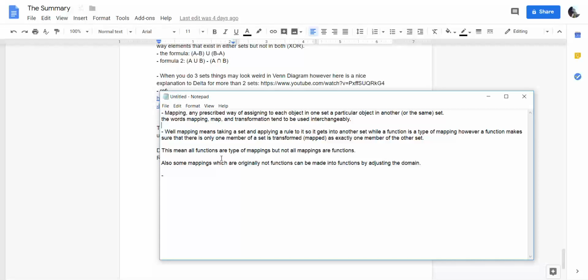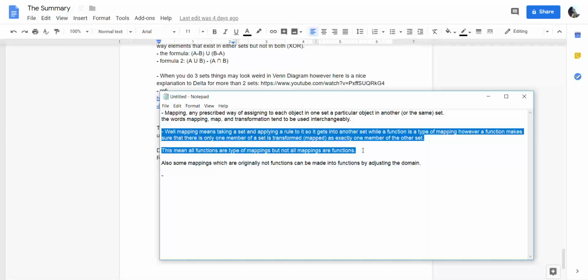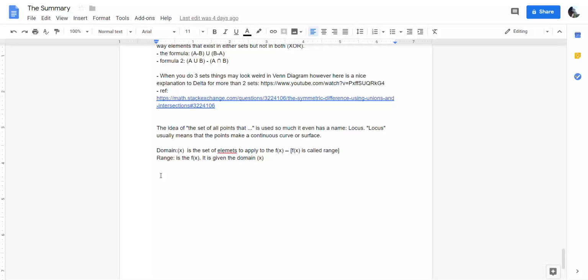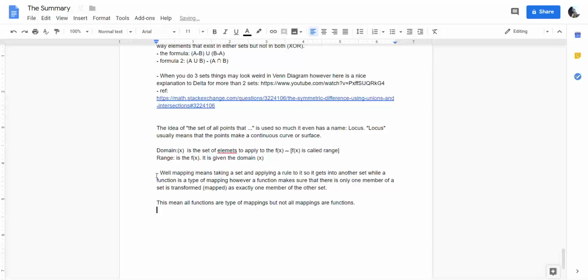What else? A mapping is any prescribed way of assigning to each element of a set a particular element of the same or another set. Basically, mapping means taking a set and applying a rule to it. These two definitions here mean everything. It is used so much that it even has a name: locus, the set of all points, which usually means that the points make a continuous curve or surface.